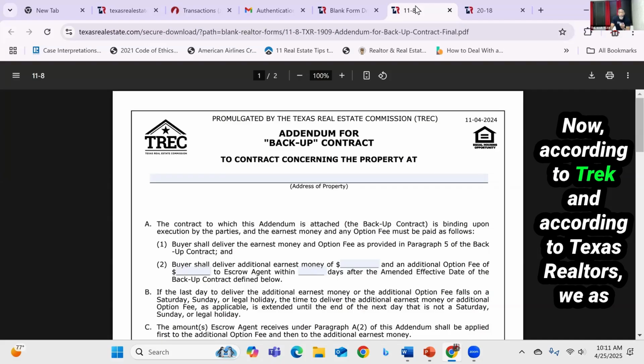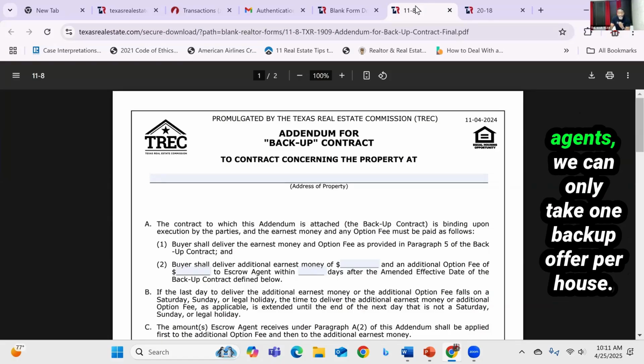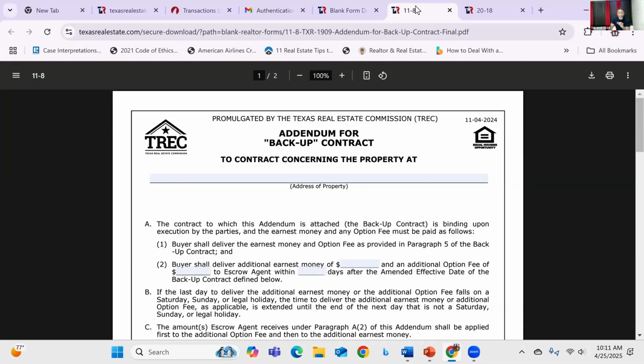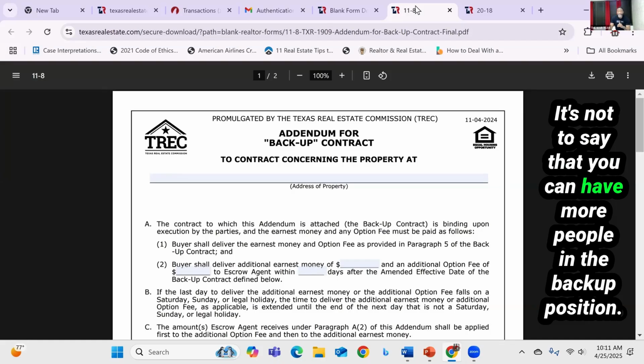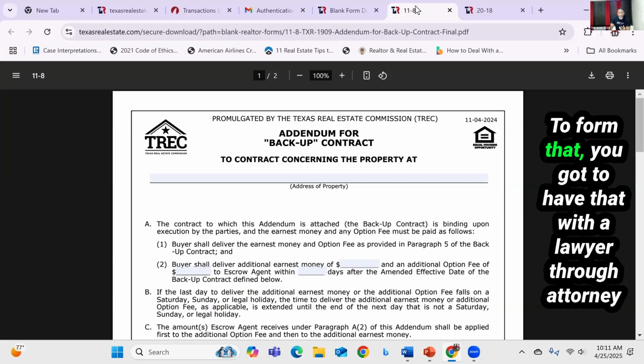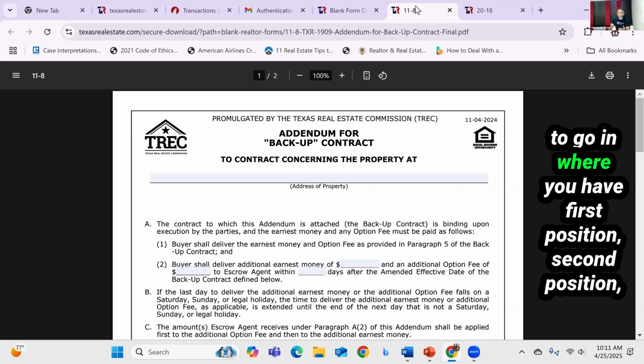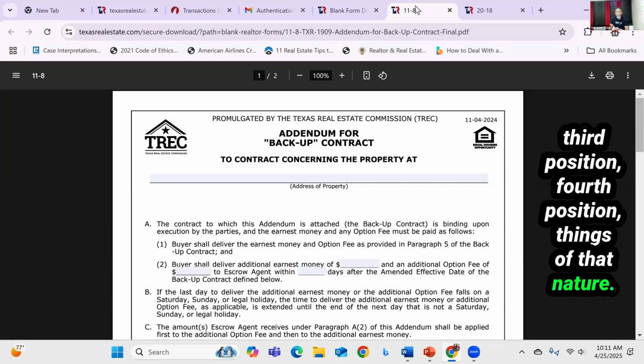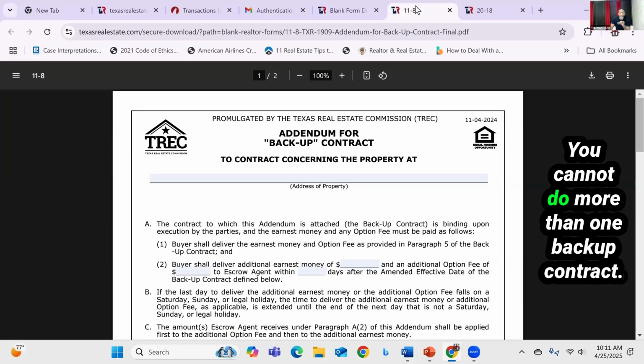Now, according to TREC and according to Texas Realtors, we as agents can only take one backup offer per house. It's not to say that you can't have more people in the backup position, but to form that, you got to do it with a lawyer, through an attorney, where you have first position, second position, third position, fourth position, things of that nature. You cannot do more than one backup contract.